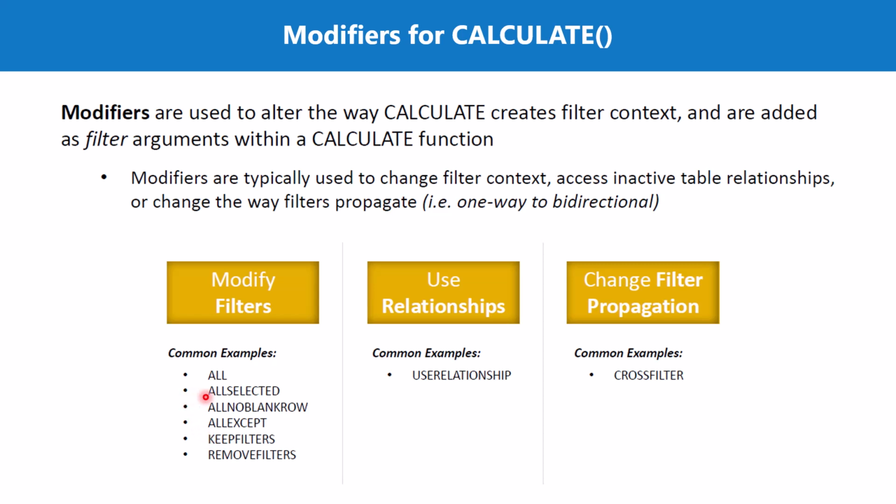So in the subsequent parts of CALCULATE, we are now going to focus on USERELATIONSHIP and the change in filter propagation, which happens through the USERELATIONSHIP and CROSSFILTER functions inside of CALCULATE.